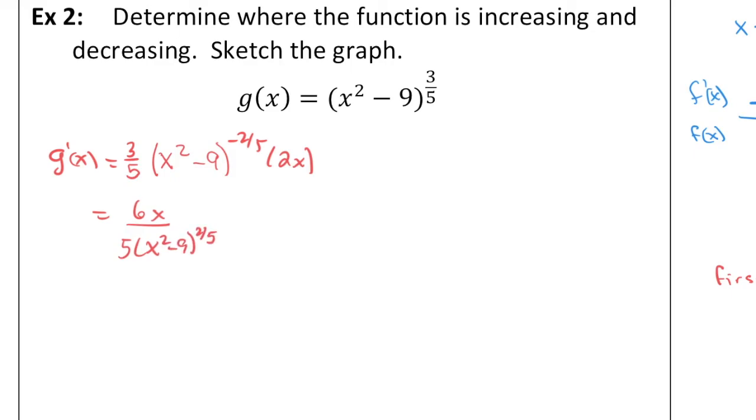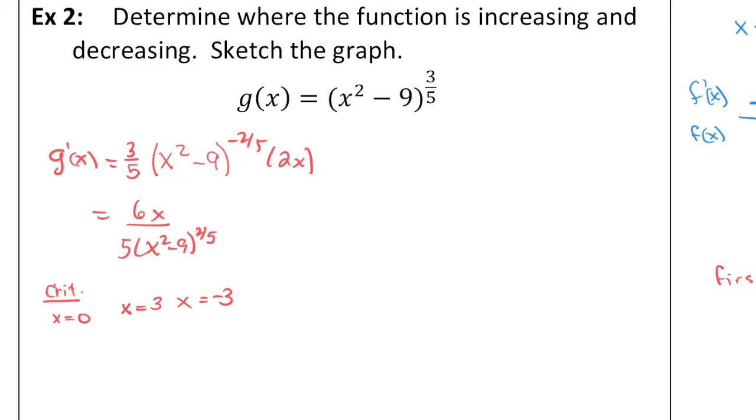So again, you can see we have multiple critical numbers. The critical numbers occur where your derivative equals 0. So that's going to be where x equals 0. And where your derivative does not exist. Well, the derivative does not exist at x equals 3 and x equals negative 3. However, those points are in our domain. So we've found 3 critical numbers.